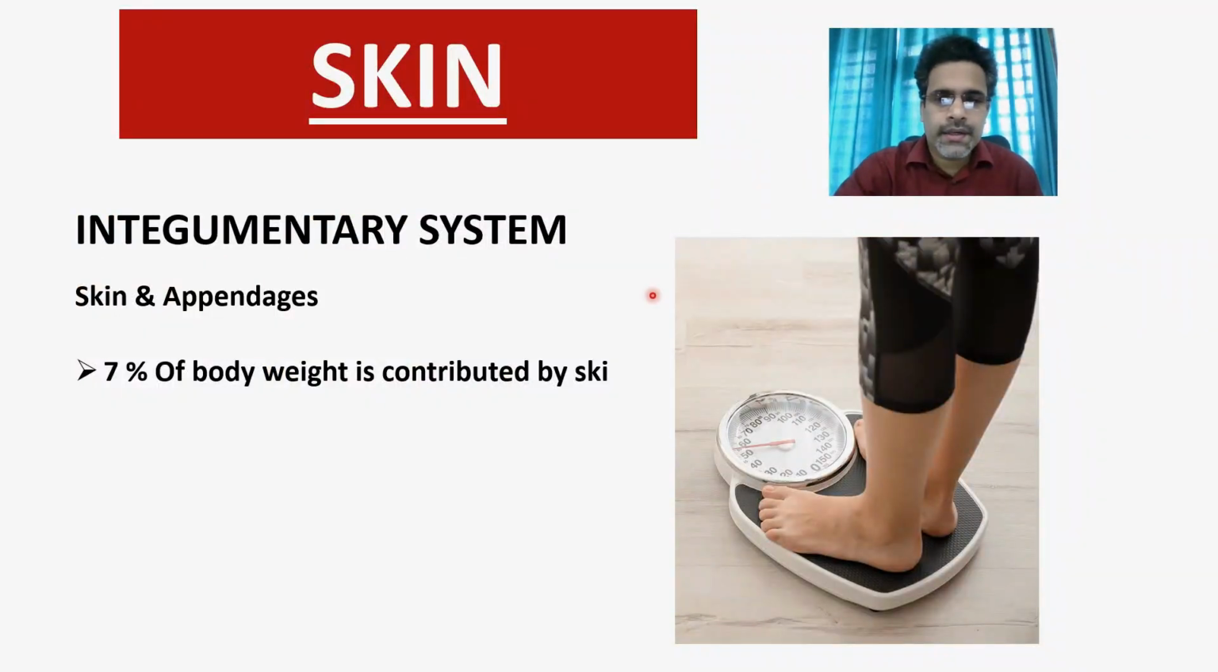Regarding the introduction to skin, we should know that the integumentary system consists of skin and its appendages like the hair and the nail. Remember, the skin makes up around 7% of our body weight. So that much important is the skin.